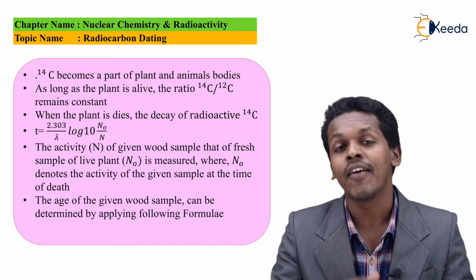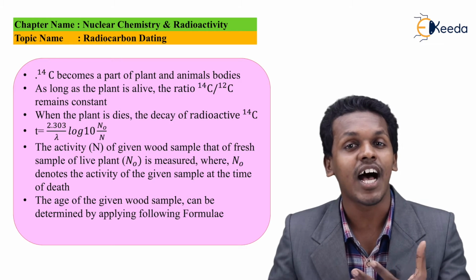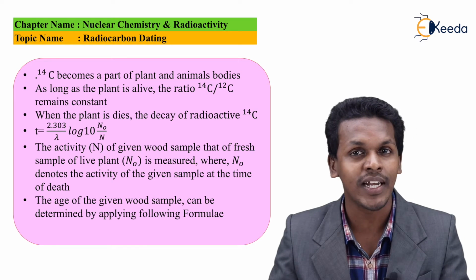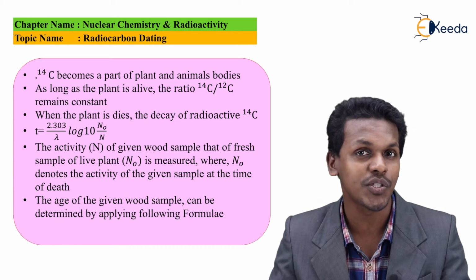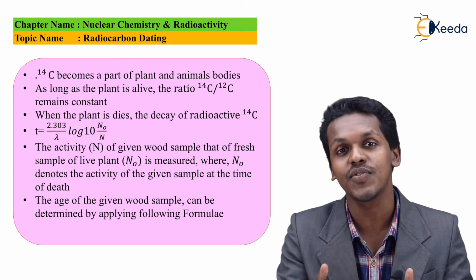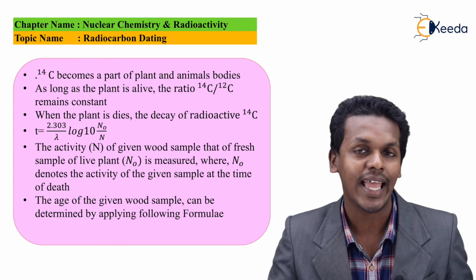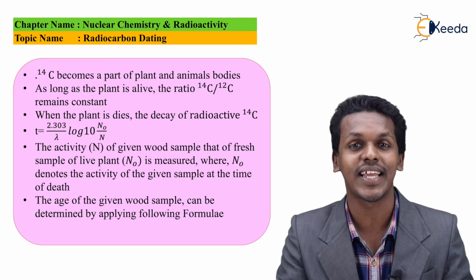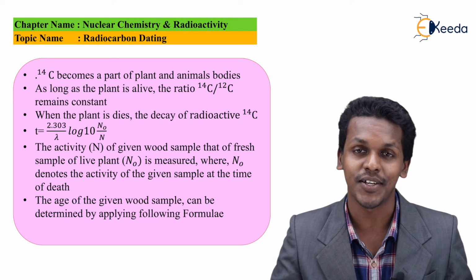But here we also have to know the half-life value of carbon. The half-life of carbon 14 has been found to be 5720 years, and with the help of this value we can determine the age of any article in which carbon is present. That is how we can determine the age of an article.